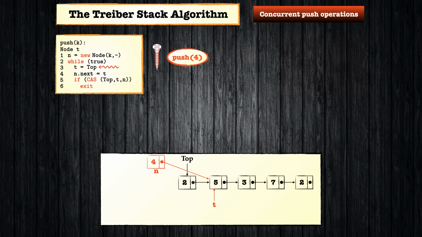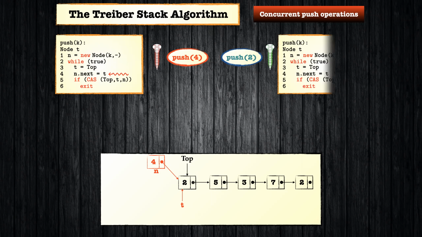But now, yes, this is what it's trying to do. It assigns to T the value of top, which is the same node as pointed to by top. And then it makes its new node point to T, which is what we have here. And then it goes to its CAS instruction.